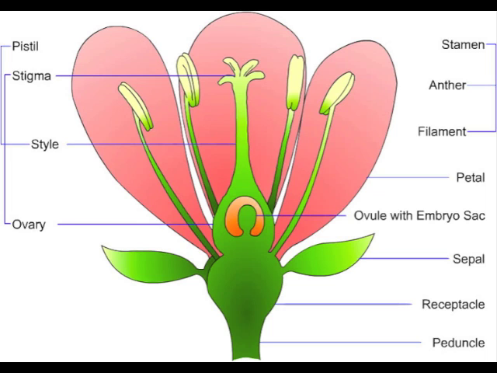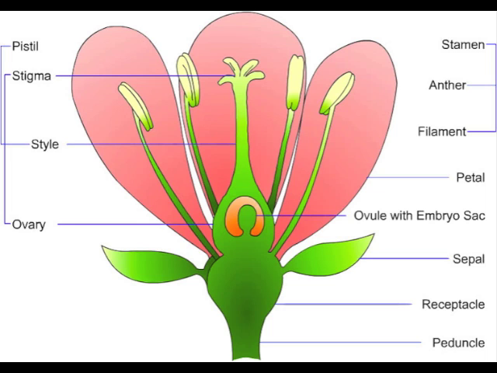The stamen is the pollen-producing part of the flower, usually with a slender filament supporting the anther. The anther is the part of the stamen where the pollen is produced. Pistil, the ovule-producing part of the flower.